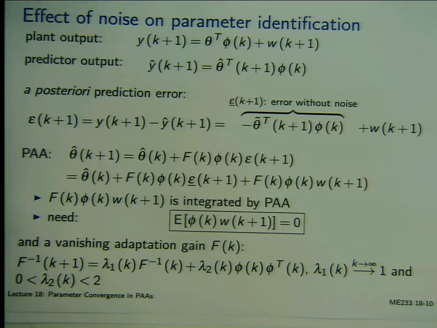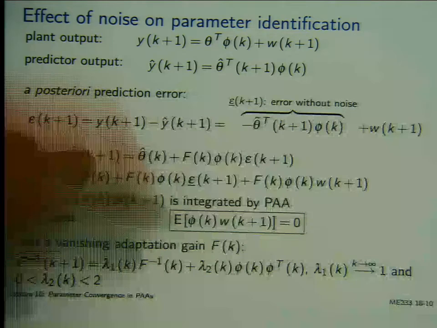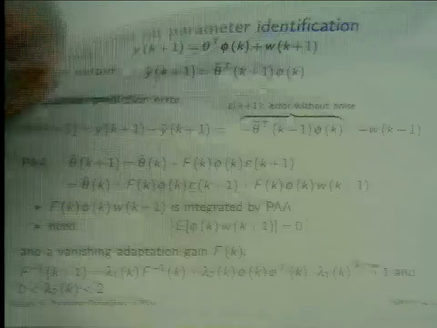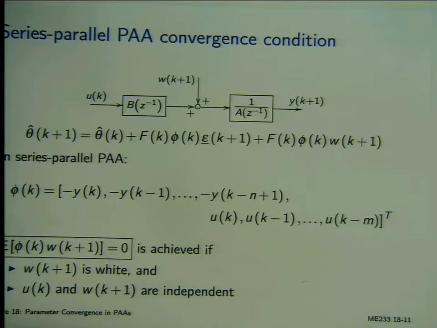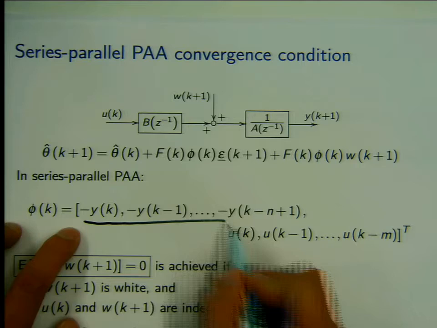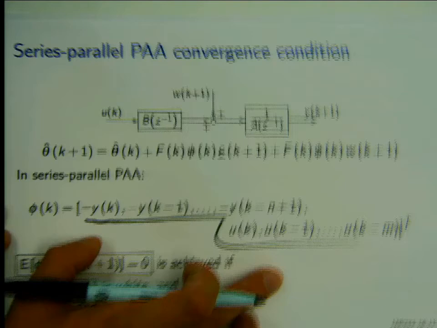Let's see what this condition really means. I am going to use a simple series parallel parameter adaptation algorithm, things like recursive least squares. We reviewed at the beginning of the class that phi will look like this, containing information of the output and the information of the input. What does it mean if I have expectation of phi times w is zero?